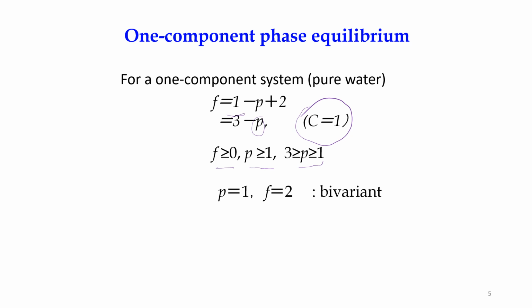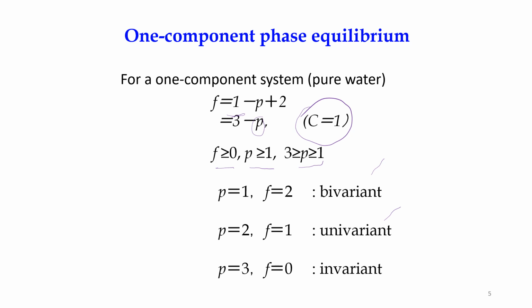Let's say the phase equal to 1, so the degree of freedom is equal to 2. So this system, we call it a bivariant system. In this case, the system depends only on two parameters. It is either temperature, pressure, or the composition of the system. And how about P equal to 2, the degree of freedom equal to 1. So this is what we call univariant or monovariant. The system only depends on one intensive variable only. It's either temperature, pressure, or composition.